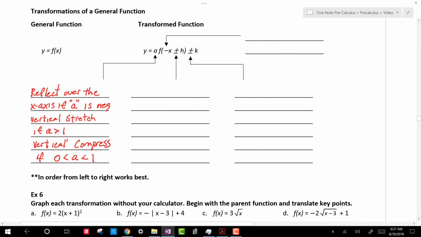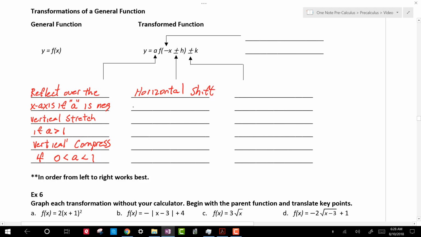All right? And when I graph these, I do this from left to right. So I look at the a value, then I look at the x, then I look at the h, then I look at the k, and you'll see that as we go through the examples here. The plus and minus h was a horizontal shift.